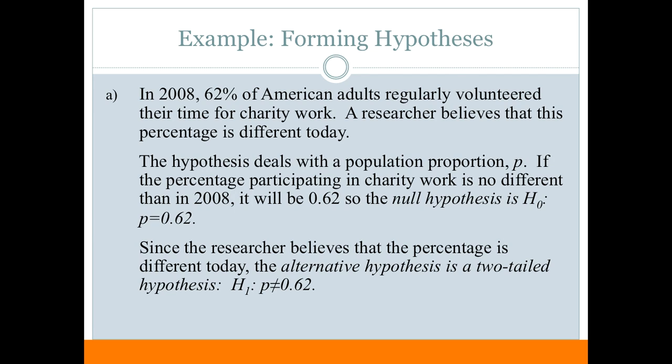So in this case, we actually have a two-tailed test where our null hypothesis is that p is equal to 0.62. That's our statement of no change. And this one we have a population proportion because we're talking about the percentage of American adults who regularly volunteer their time. We have a percentage here. And our alternative hypothesis is going to be that the percentage is different, so p not equal to 0.62. Again, the researcher doesn't indicate whether he thinks that the proportion has increased or decreased, just that it's different. So this is going to be a two-tailed test.